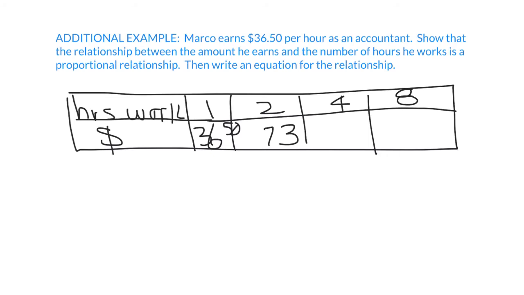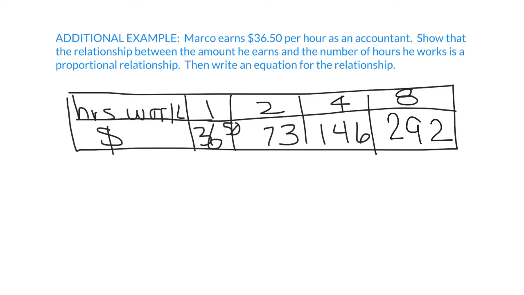Okay, then 4 times 36.50, so it's going to be 4 hours times 36.50. That'll be $146. And then 8 hours times 36.50, that'll be $292. Okay, so obviously the more he works, the more he gets paid.